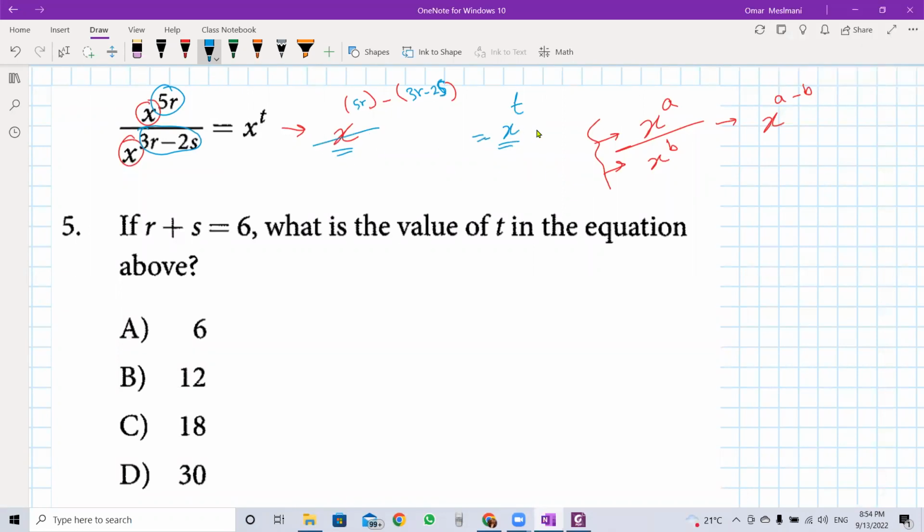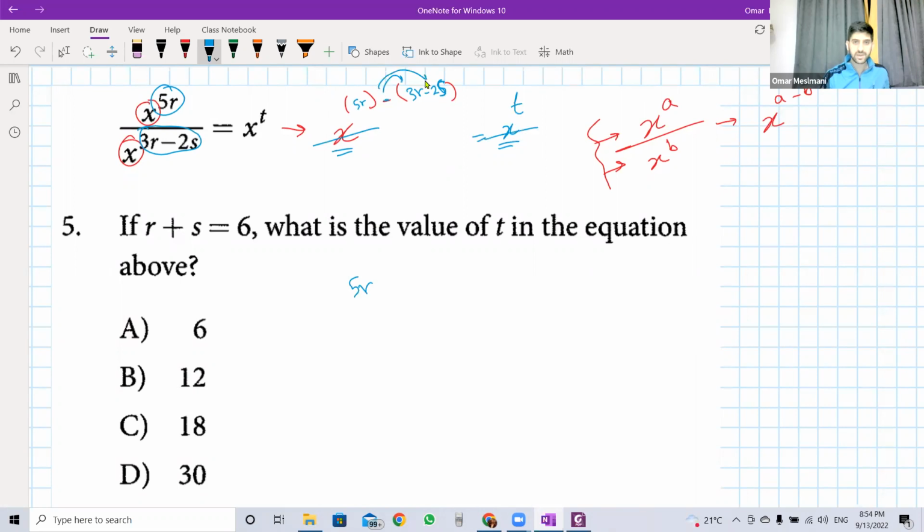Now, do you have a base and the bases are the same? Yes, you do. So now you have 5r. Now, I don't know if you understand this, but the negative, I'm gonna distribute the negative inside. So it will be minus 3r, negative times negative will be plus 2s. All of that equals t. Then 5r minus 3r will be what? 2r plus 2s equals t.